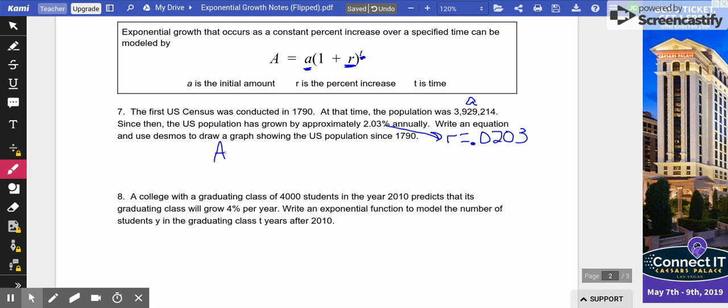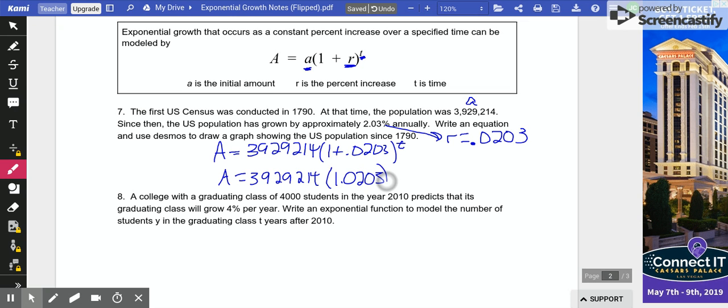So the amount that we have now is 3,929,214 times 1 plus 0.0203. And then T, we don't know how long it is since 1790, I mean, we could calculate anything, but to the T power. And then we can go ahead and add those things in the parentheses: 3,929,214 times 1.0203 to the T. So this is the equation showing the population since 1790.